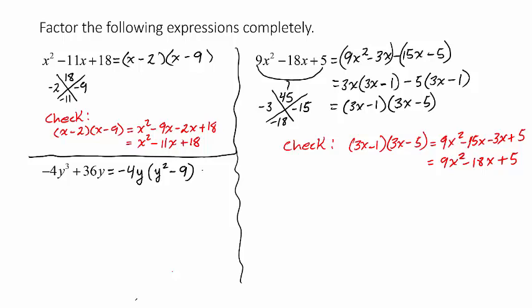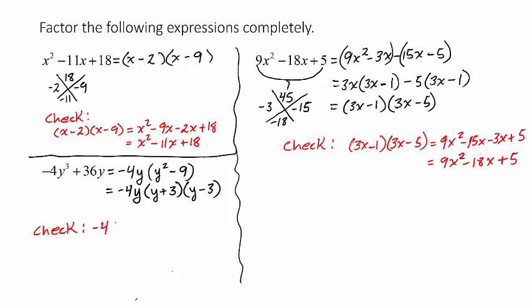Okay, so now I notice something. Upon factoring out that GCF of negative 4y, I'm left with y squared minus 9. Y squared minus 9 is the difference of squares, right? So with the difference of squares, in this case our a would be y and our b would be 3, right? So 3 squared is 9. Okay, so we're going to have y plus 3 times the quantity y minus 3. Once you factor a GCF out, always look to see if there's more to do.